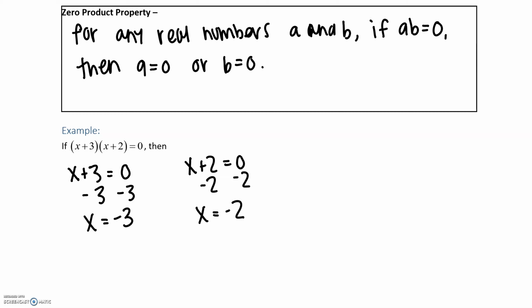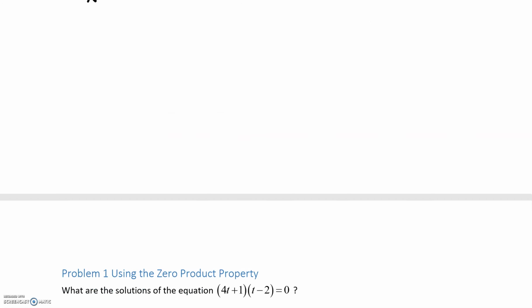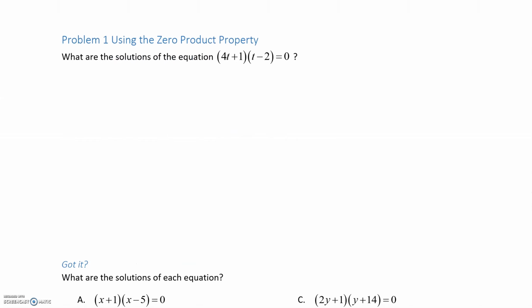If we go down further, we have the solutions to the equation 4t plus 1 times t minus 2 equals 0. Then we can split this up down the middle and say that we can have 4t plus 1 equals 0. We can also have t minus 2 equals 0.